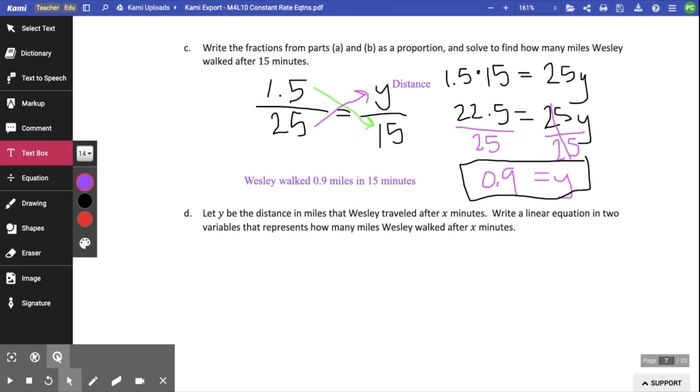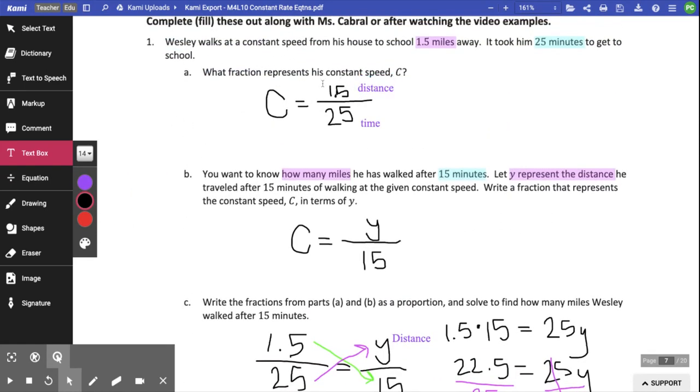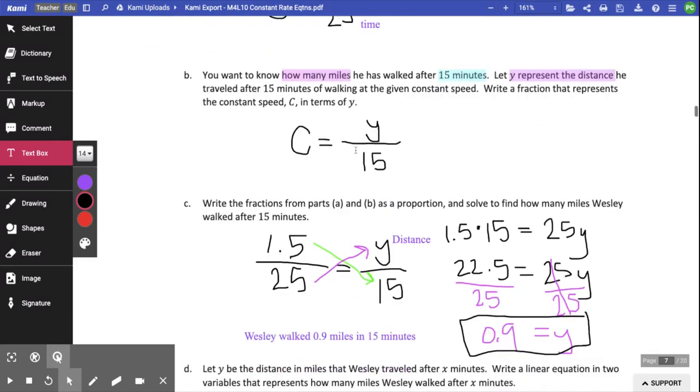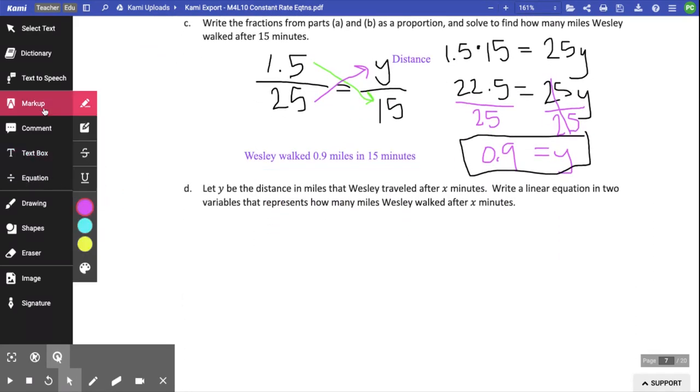It's actually pretty easy as well, as long as you know his constant rate. And we know that Wesley can walk 1.5 miles to get to school in 25 minutes. So first what I'm going to start with is I'm going to go back and read the first sentence for part D. They give us a few specific variables to use, and if you ever are given specific variables, please make sure you use them and use them correctly.